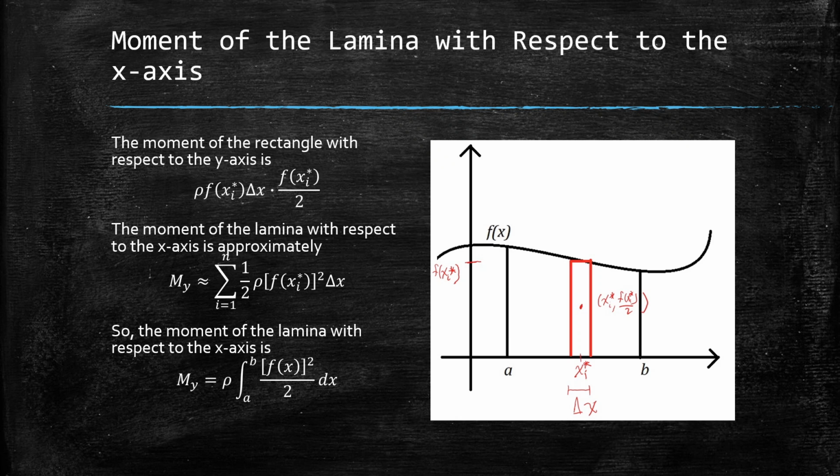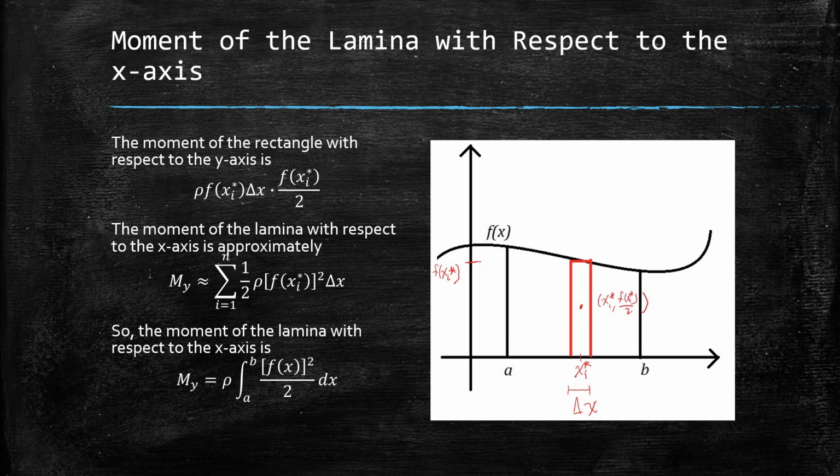Now for the moment of the lamina with respect to the x-axis, for one thing, the distance from the center of the rectangle to the x-axis is, again, f of xi star divided by 2. So the moment of the rectangle with respect to the x-axis, remember, is the mass times the distance to the x-axis, which would be rho times f of xi star times delta x times f of xi star divided by 2. Now the moment of the lamina with respect to the x-axis is approximately the sum of the rectangles, which would be the sum from 1 to n of 1/2, because I could pull out that 1/2 to the front, 1/2 rho times f of xi star squared, because we have an f of xi star times another f of xi star times delta x.